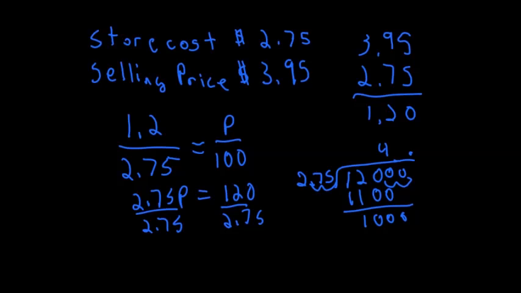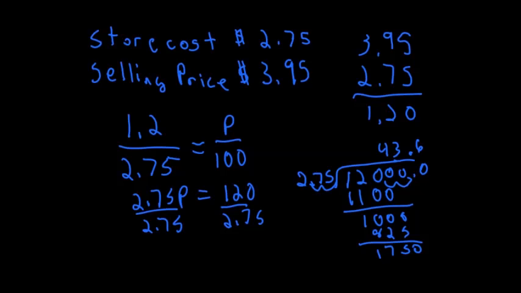So 275 will go into 1,000 3 times. Just 3 times 5 is 15. 3 times 7 is 21 plus 1 is 22. And 3 times 2 is 6 plus 2 is 8. So I subtract. I get 175. And you add one more 0. So 275 will go into 1750 6 times.